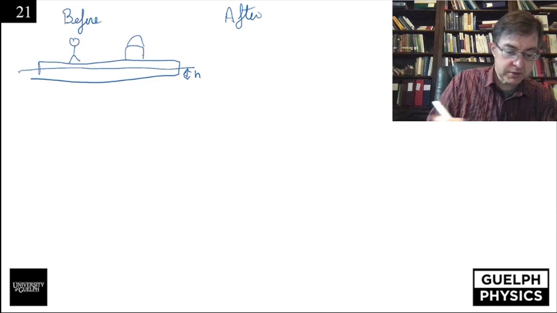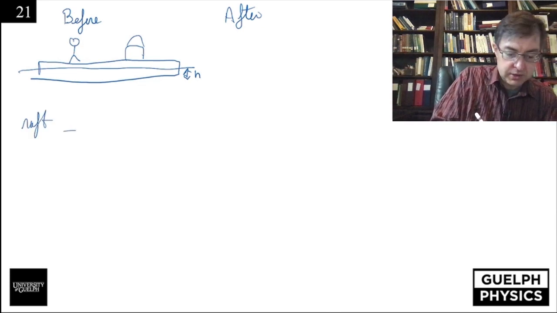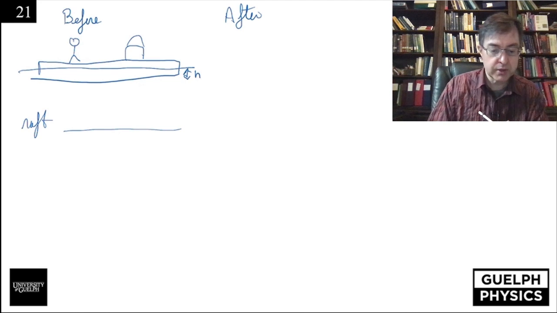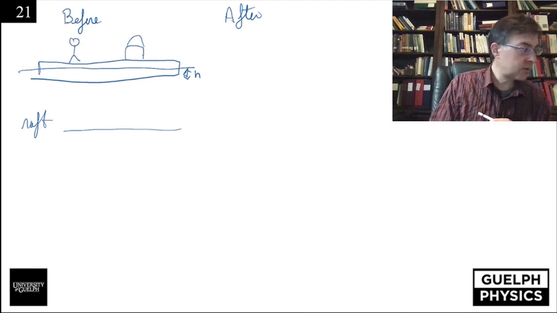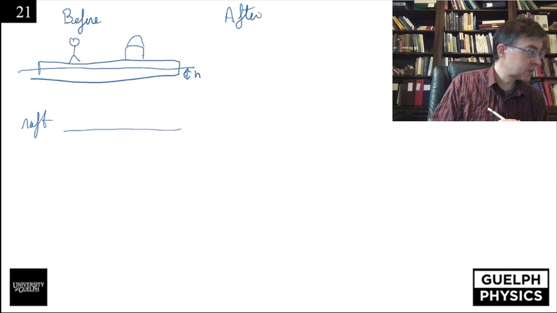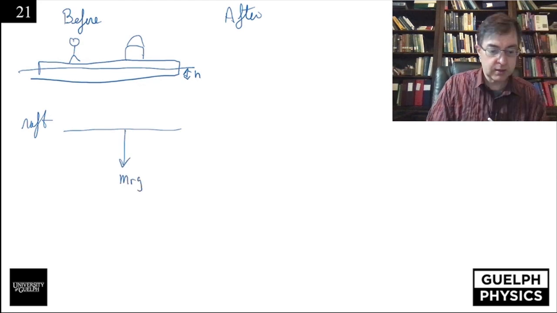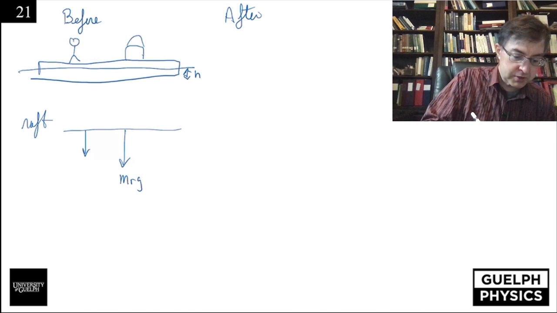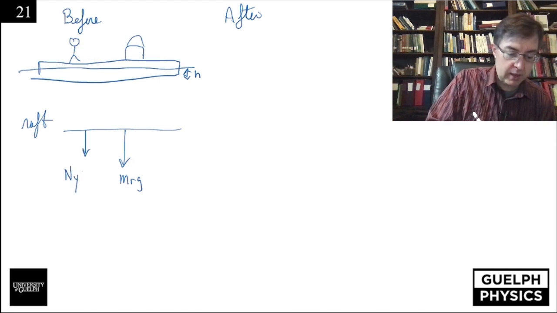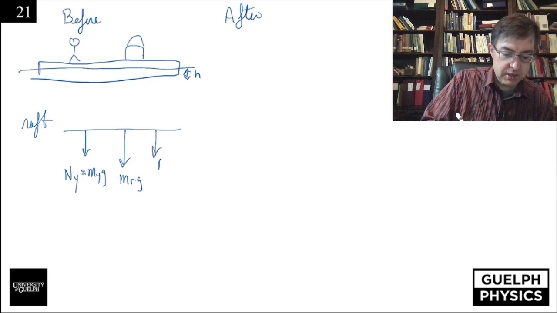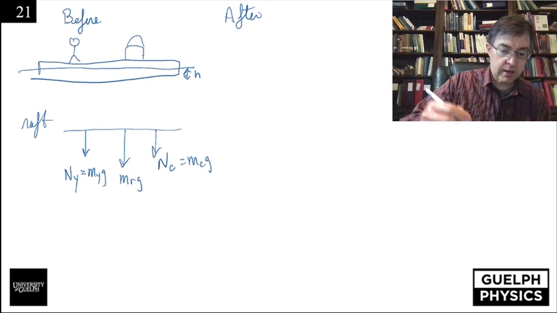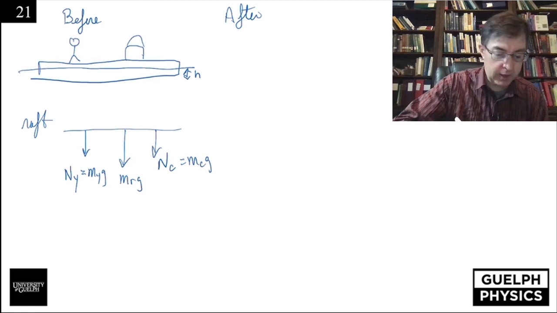And so if I look at the forces on the raft as an object, well, there is gravity, so I'll call it mass of the raft, G, acting down. There is a normal force coming from you, and that normal force will just be your mass times gravity. There is a normal force coming from the chest, and that'll just be the mass of the chest times gravity. And then holding this all up is a buoyancy force, okay?